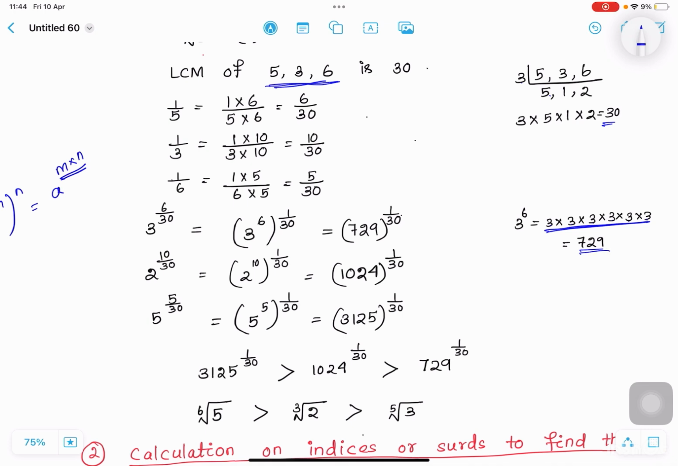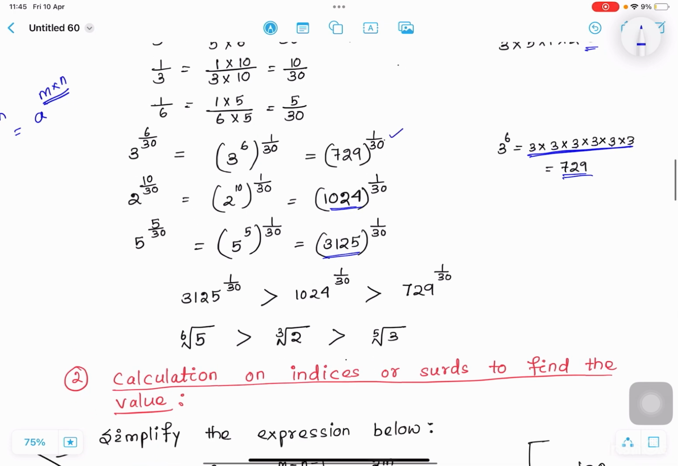Likewise 2 to the power 10 by 30, that is 2 to the power 10, to the power 1 by 30. If I multiply 2 ten times, I will get 1024. So it is to the power 1 by 30. And 5 to the power 5, to the power 1 by 30. 5 to the power 5 is 3125.